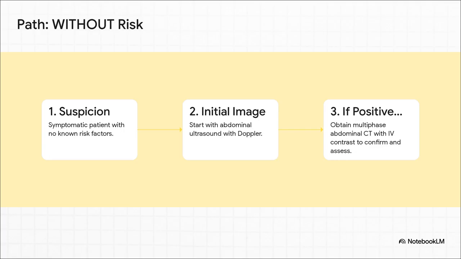But what if the story's different? What if your patient has no known risk factors? Here, the algorithm changes. You start with something less invasive, an abdominal ultrasound with Doppler. It's easy to get, it's safe, and it's actually really good for a first look. If that comes back positive, then you move on to the CT to confirm everything, figure out exactly how far the clot extends, and again, check for those nasty complications.